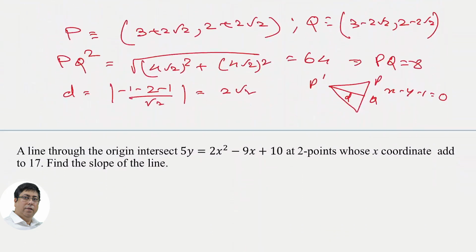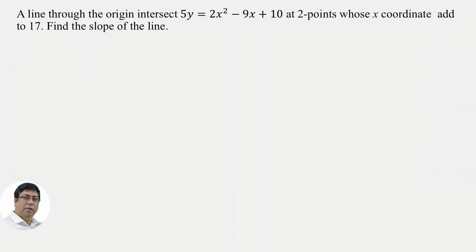Let's go to the next sum. A line through the origin intersects 5y equal to 2x square minus 9x plus 10 at 2 points, whose x coordinates add up to 17. Find the slope of the line.